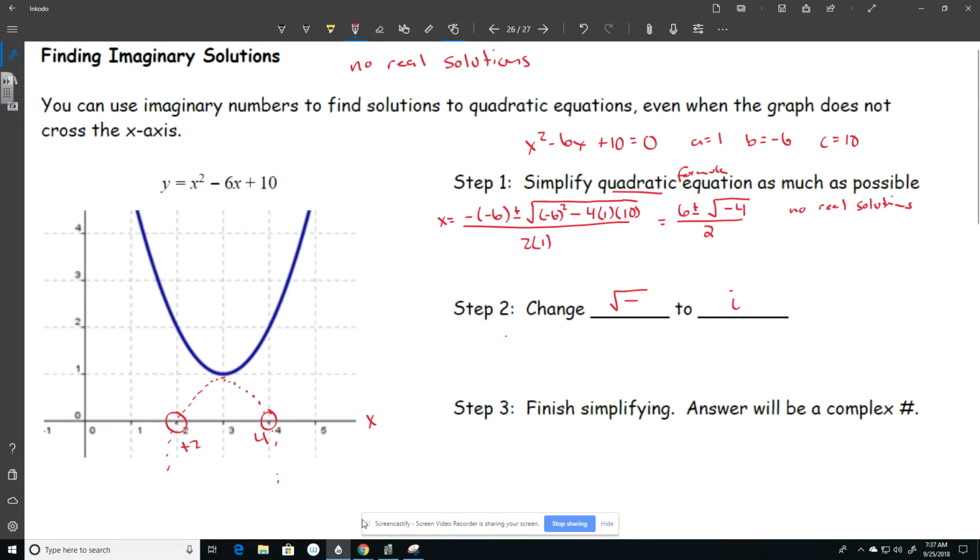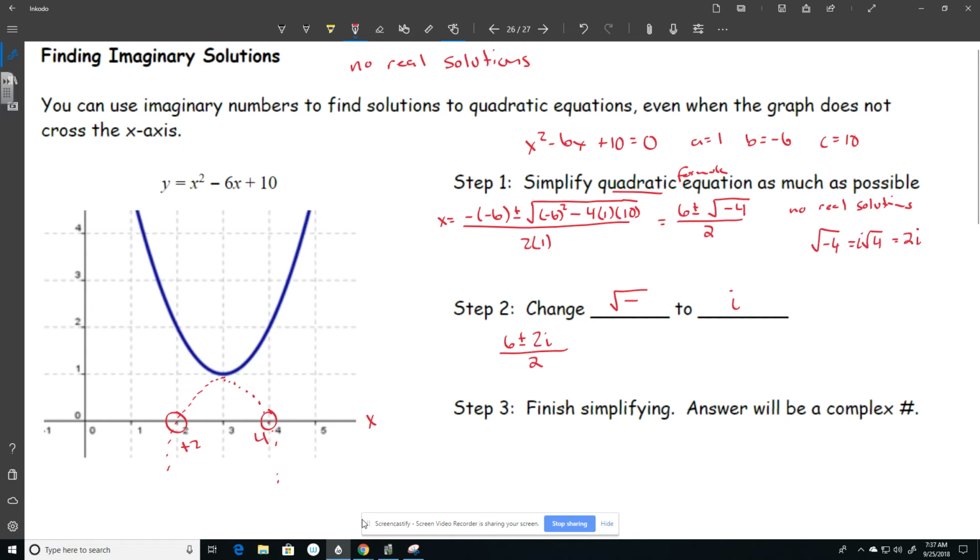So this becomes 6 plus or minus, instead of the square root of -4, remember, square root of -4 is equal to the square root of 4, and I just pull the -1 out front and turn it into an i. And the square root of 4 is just 2, so that becomes 2 times i. So this whole thing, square root of -4, becomes square root of 4 times i, which becomes 2 times i. So this becomes 2 times i divided by 2.